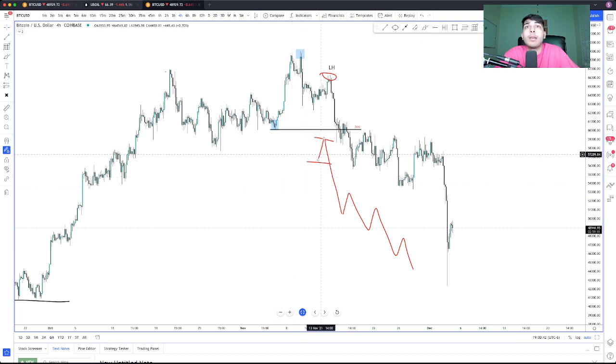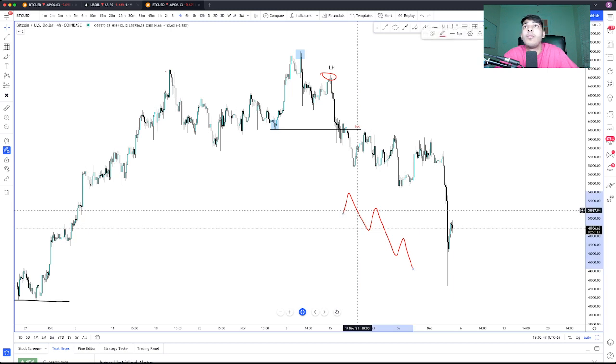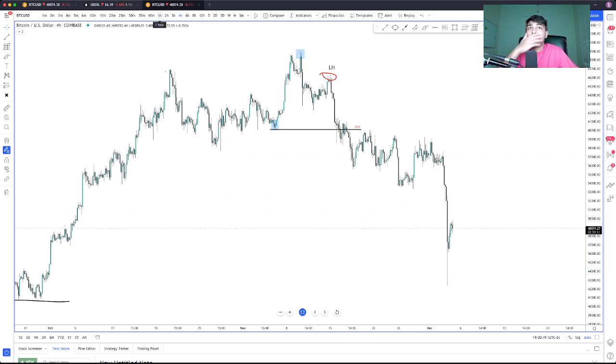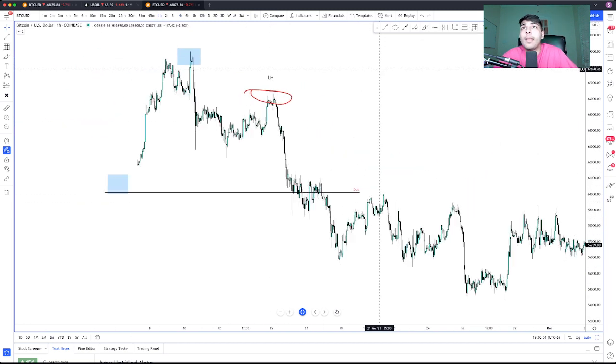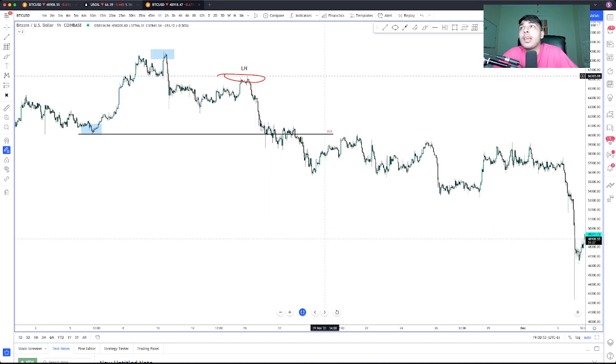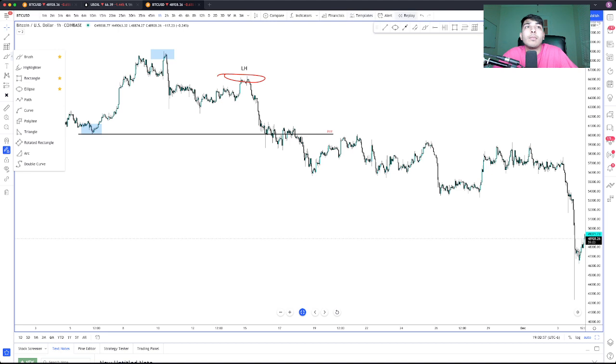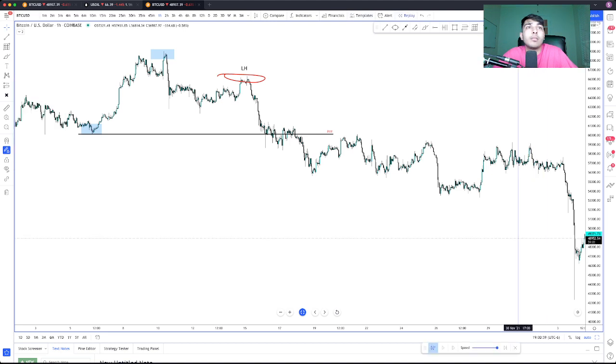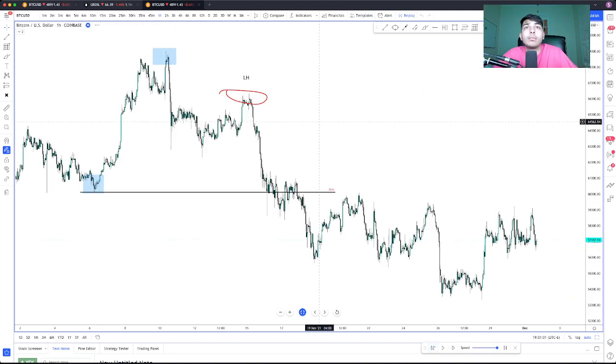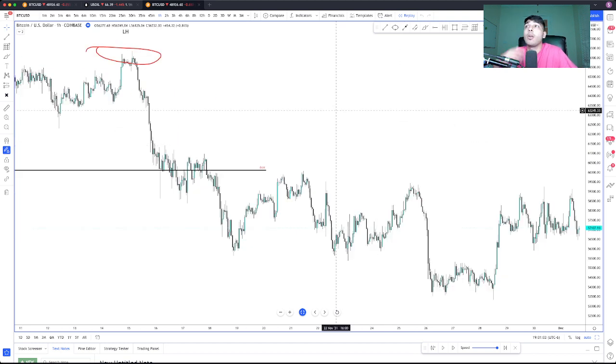Now that we've seen that Bitcoin has broken that structure, what we've got to do is take it from a higher time frame swing perspective to a lower time frame intraday perspective, right? Now, I'm just looking at the key areas in price, right? And just for the sake of making this easier, I'm just going to pull this back to right here, so we can focus in on this area of price.